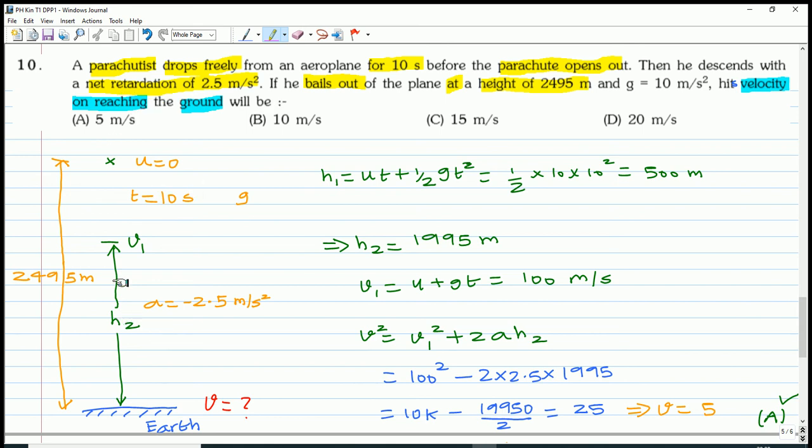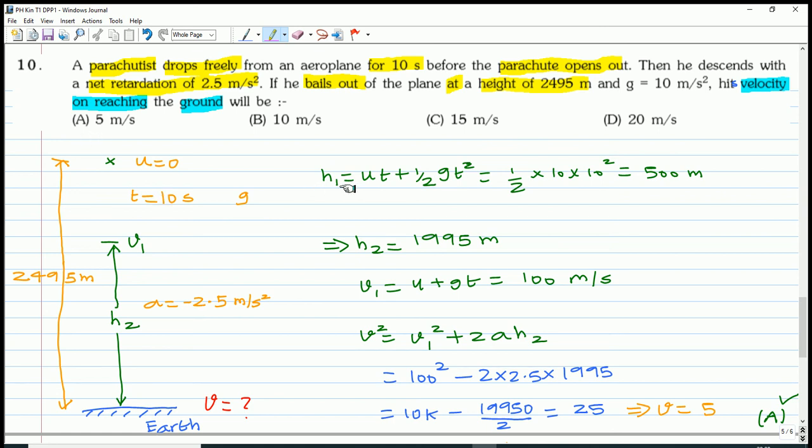So this is a schematic situation. The parachutist is dropping from here, and for 10 seconds he drops freely. And from this height, he opens the parachute, and the net retardation is 2.5. Since the first part is dropping freely, the acceleration is g due to gravity, and in the second part the acceleration is minus 2.5 meter per second square because there is a retardation.